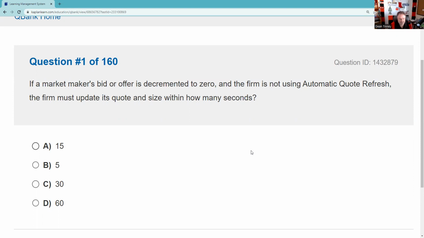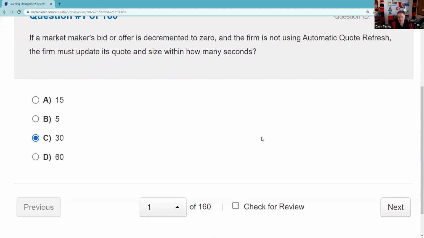So let's get started explicating this exam. If a market maker's bid or offer is decremented to zero and the firm is not using automatic quote refresh, the firm must update its quote and size within how many seconds? That is 30 seconds. The test is a happy medium, or barbell, I would say, between memory work like this, recognition, and then judgment questions.